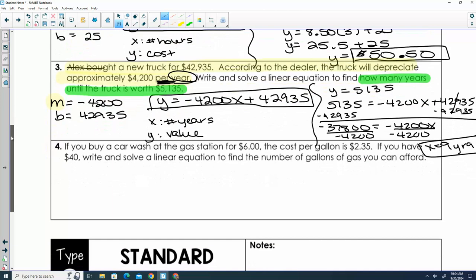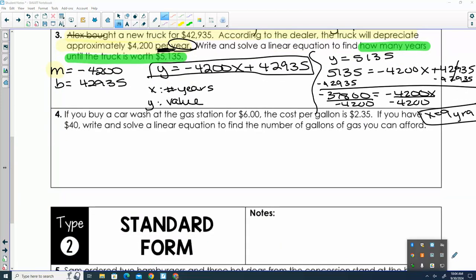Okay, you guys try to set up number 4. So we have to start with our slope and our y-intercept. Slope is the repeated thing. The y-intercept is the one-time thing. So if I look at my problem, if you buy a car wash at a gas station for $6, the cost per gallon is $2.35. So, which one are you buying more than one of? Yeah. So my slope is my 2.35. It's a positive. And then my y-intercept, my one-time thing, was my $6.